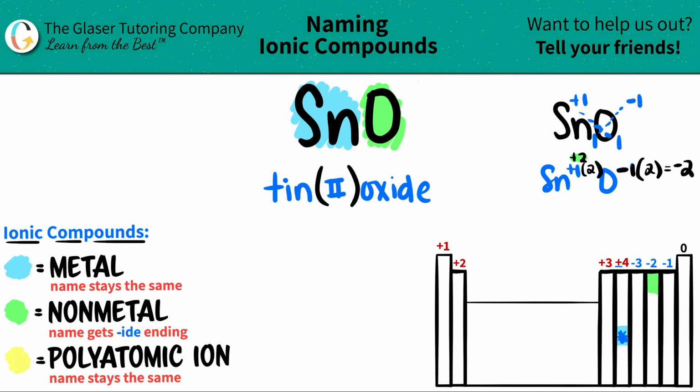So this one was tricky, right? Because ionic compounds can be simplified. So SnO is tin 2 oxide.